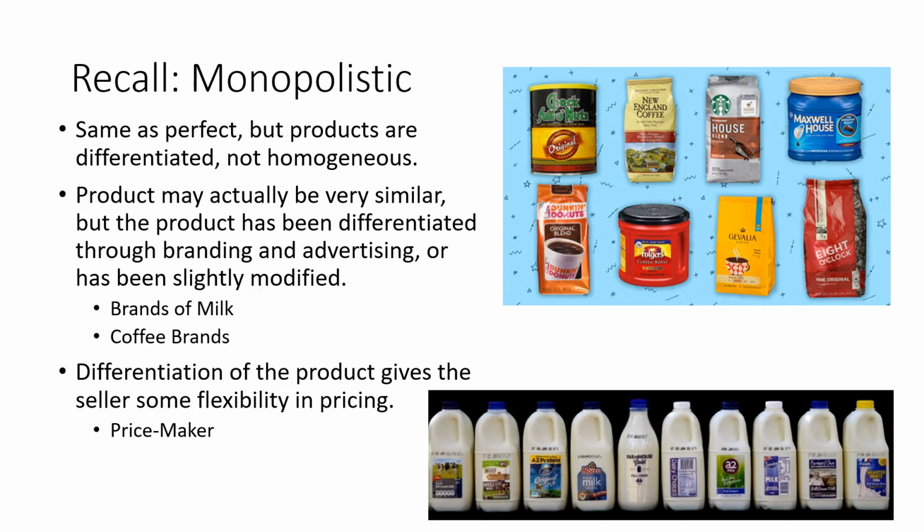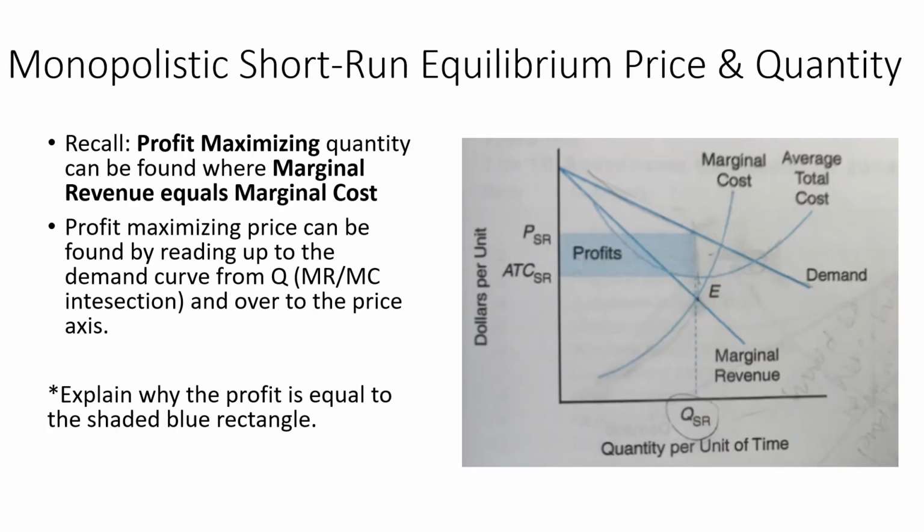So we're going to do a couple examples of where a monopolistic firm would figure out the price and quantity at which they would produce and sell. So remember, monopolistic is they are similar products, but they are differentiated in some way. So this can be lots of different coffee brands or lots of different milk brands, and they are a price maker to a certain extent.